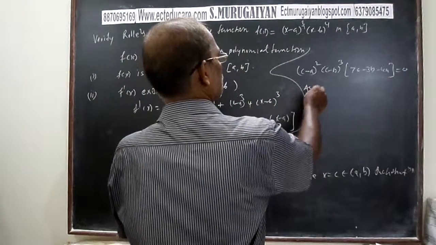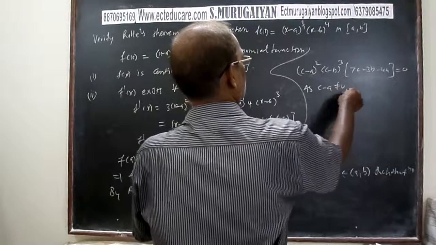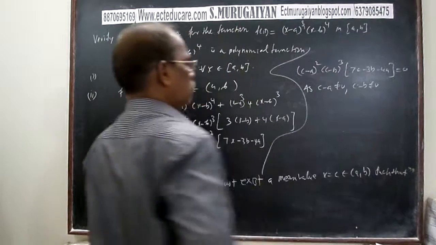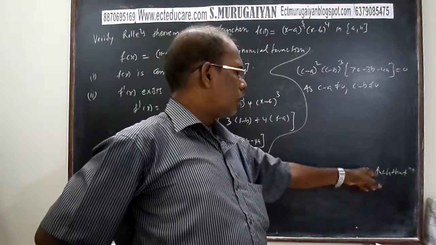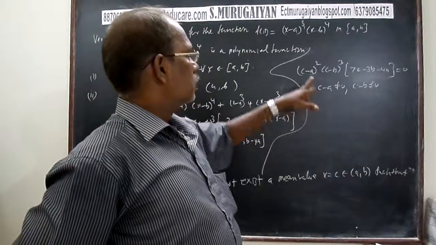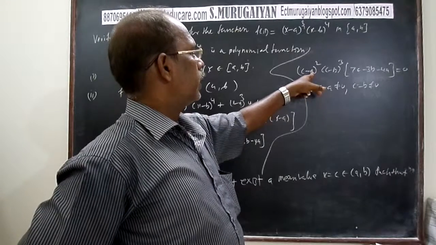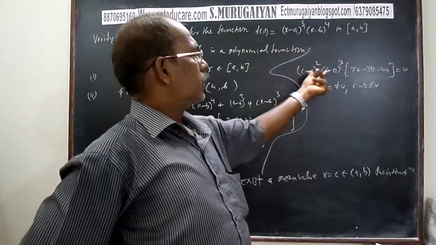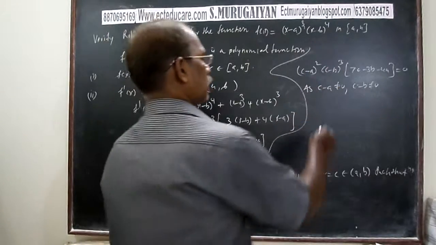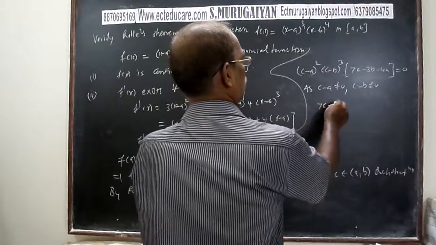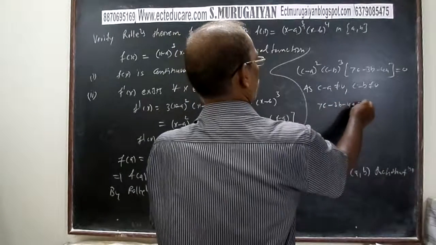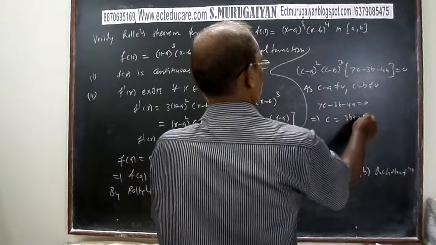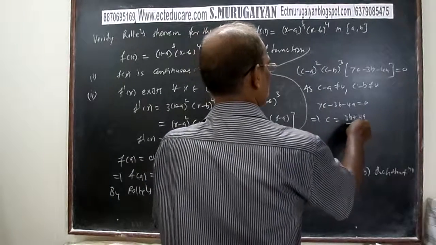As c minus a is not equal to 0 and c minus b is not equal to 0, because c belongs to the open interval a comma b, definitely c is not equal to a. c should be more than a and c should be less than b. The first two factors are non-zero, so the third factor 7c minus 3b minus 4a must be 0. This implies c equals (3b plus 4a) divided by 7.